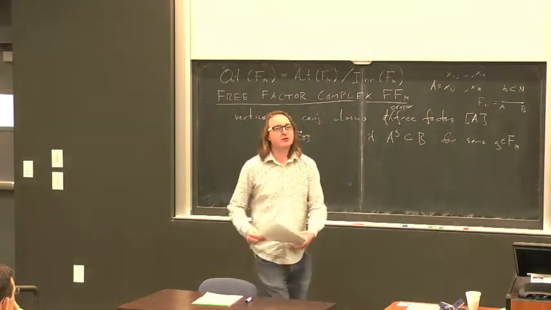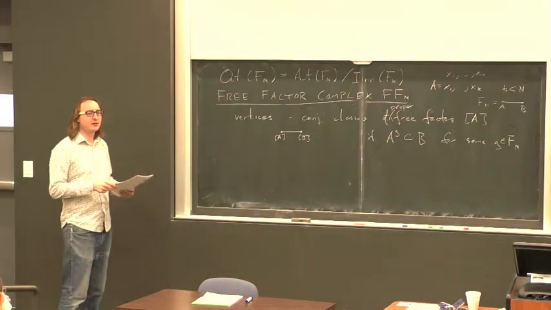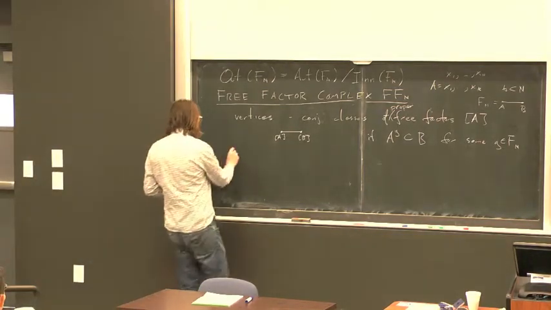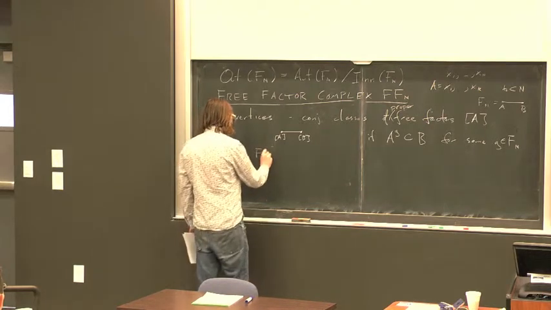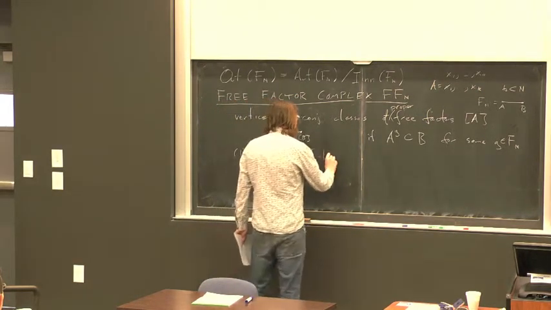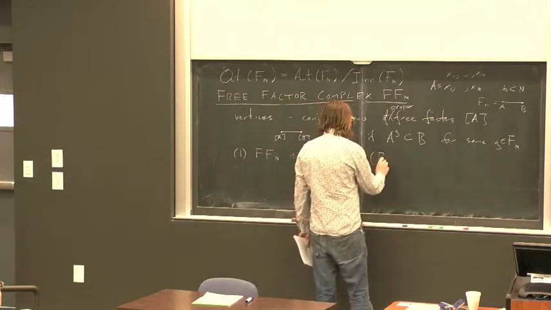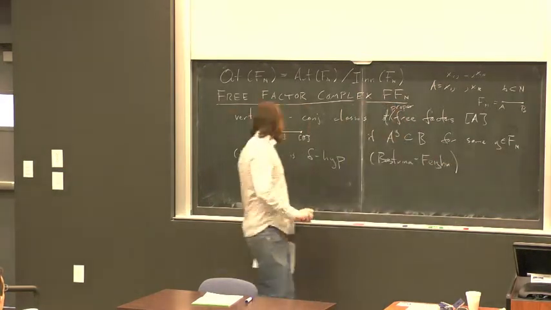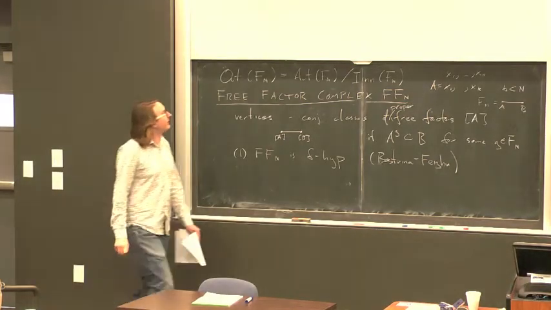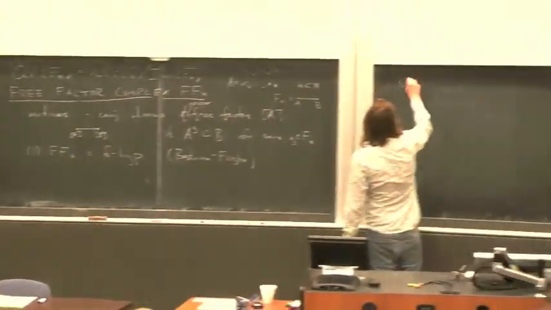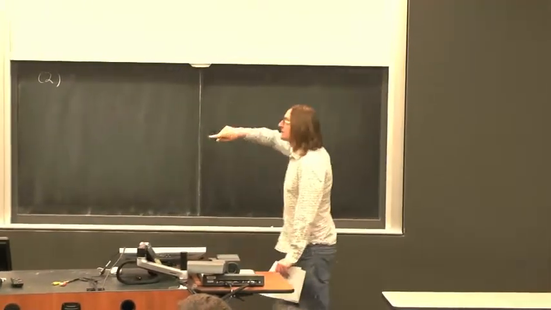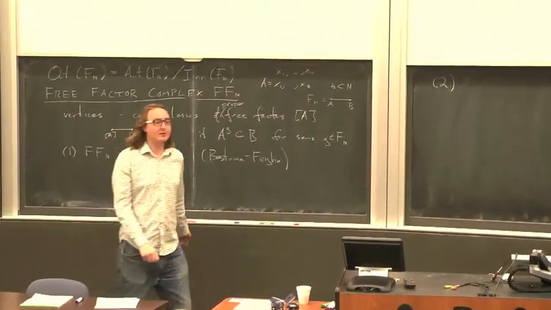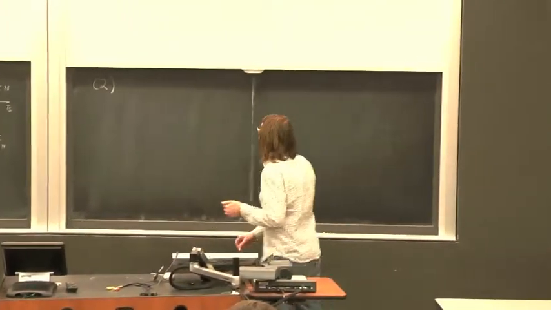In fact, all these graphs I'm going to talk about are going to be directed in some kind of containment sense. So let's go through these four points. The first point is that the free factor complex is delta hyperbolic, and this is a result of Bestvina and Feighn from a couple of years ago. In the same way as with the curve graph, there is a nice dichotomy in terms of how elements act on this free factor complex.